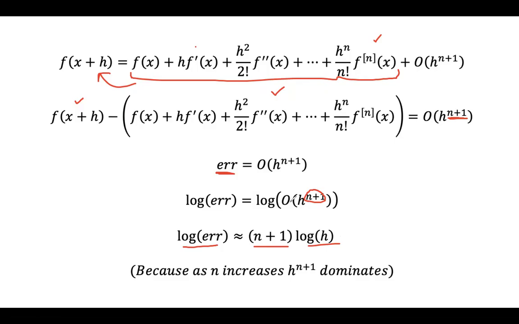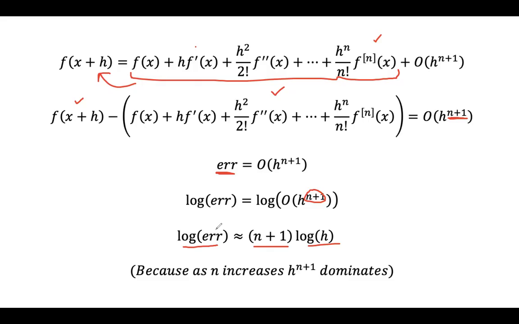But as you know, when n is very high, n plus 1 factorial comes in the denominator, which means it's a very, very small value. So it will not be exact. You can't put an equal to sign here, but it will be approximately equal to. That is why n plus 1 is taken outside, and then you have log h here.